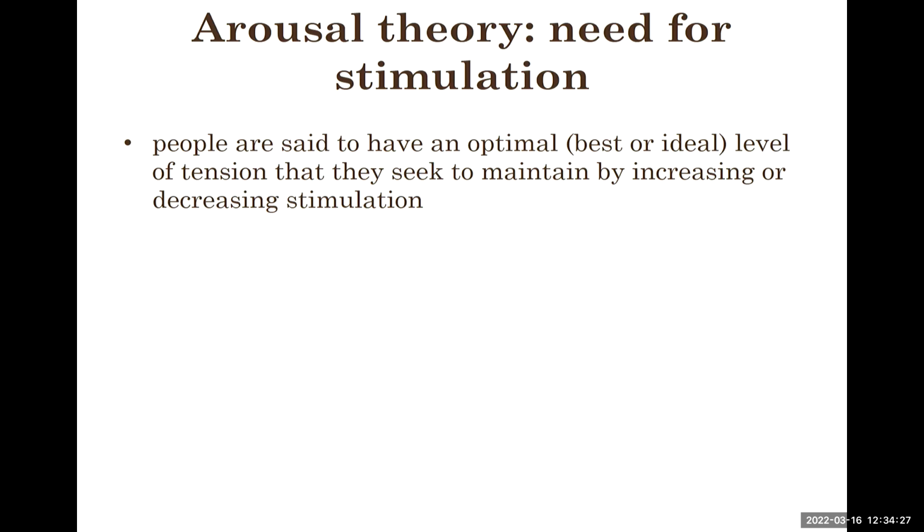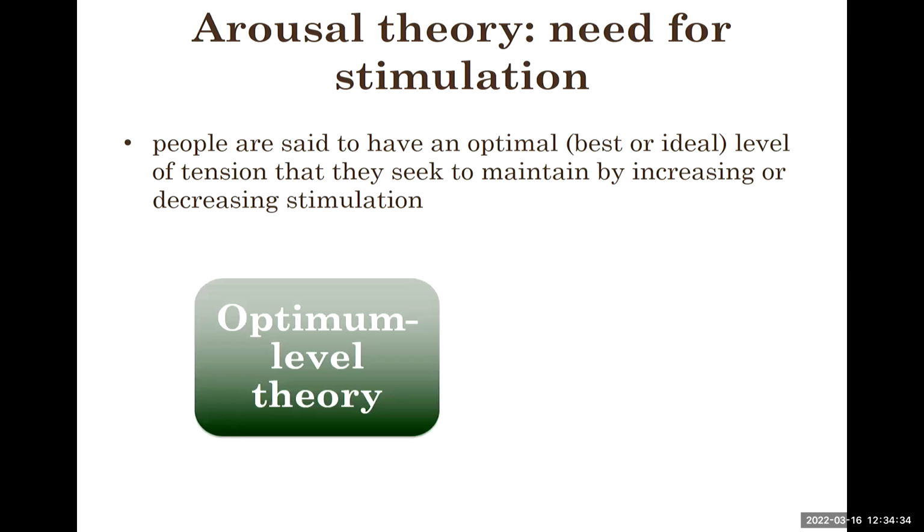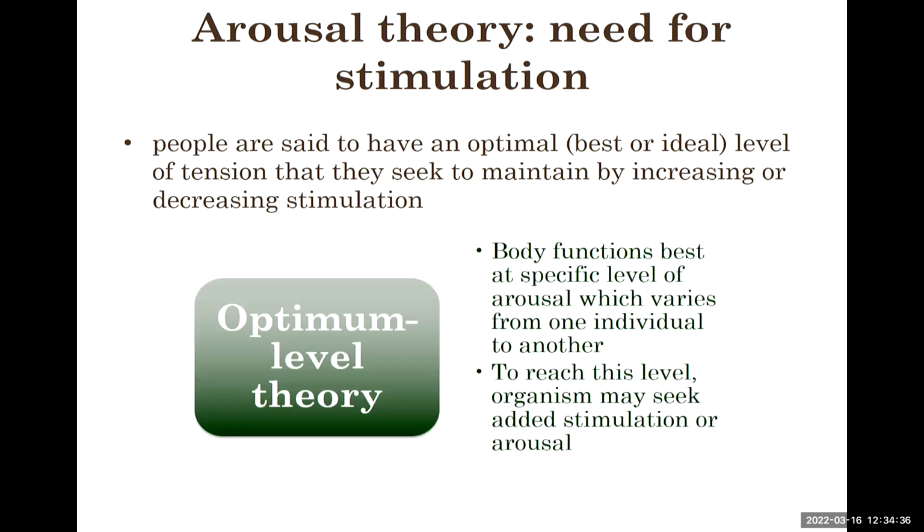Now, for everybody, the optimal level of stimulation tends to vary according to the task that's in front of us, okay? Optimal level theory: the body functions best at a specific level of arousal. Again, individual differences, everybody's different. People who need a high level of stimulation will seek more exciting things and vice versa, right?